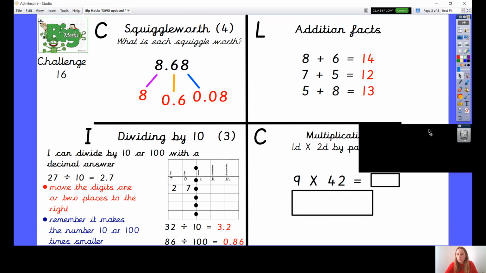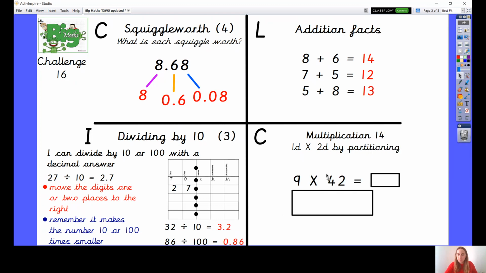Our calculation skill this week is multiplying 1 digit by 2 digits by partitioning. Of course, we know we could swap it around and make it 2 digits by 1 digit. My calculation today is 9 times 42. And remember yesterday we said we're going to split 42 into 2 parts and multiply both of those parts by 9. So think for a moment, what would the 2 calculations be that you would do in your head?